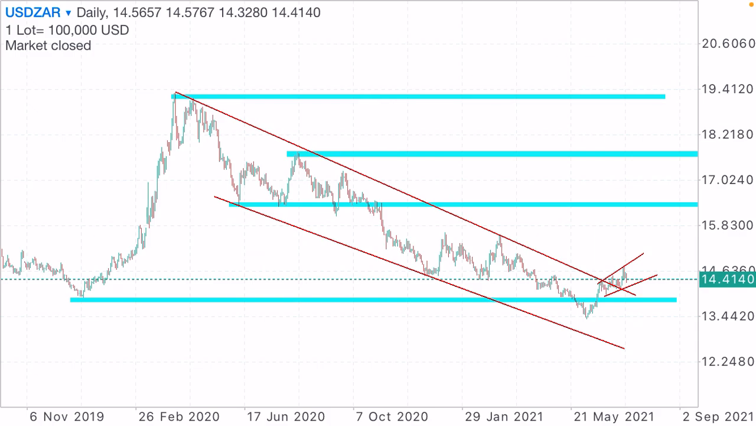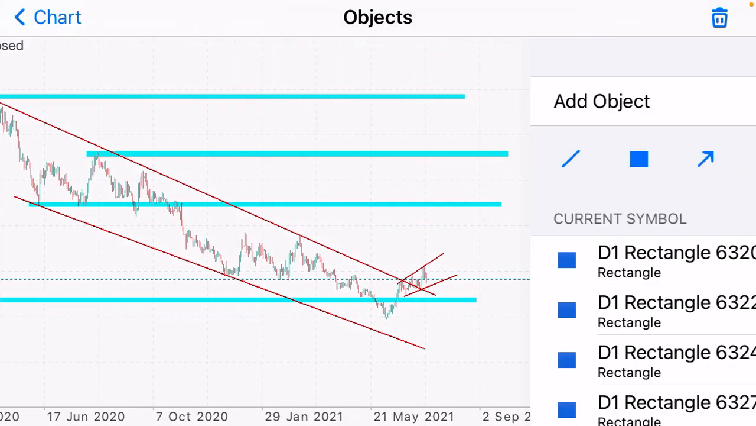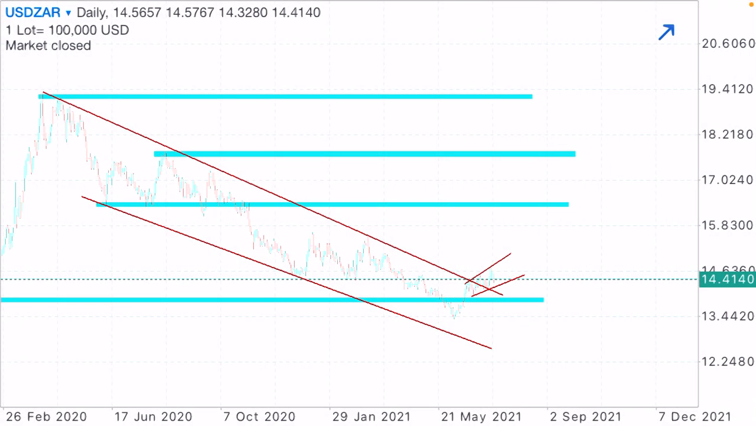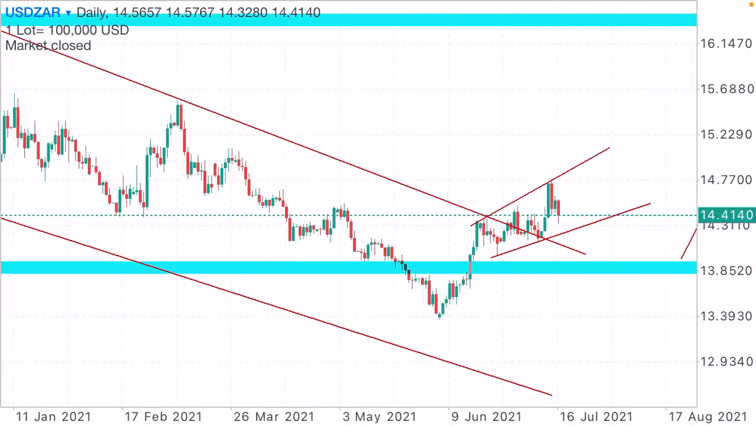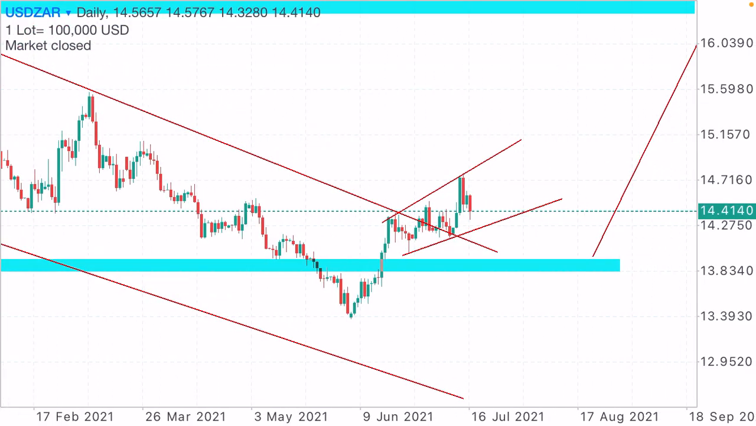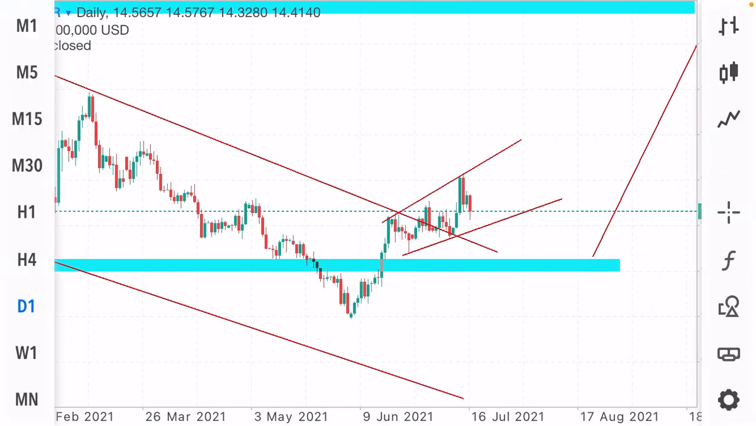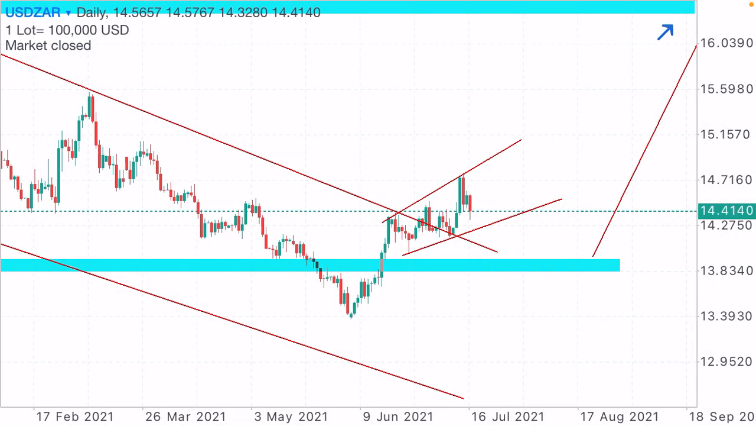So the next target that we anticipate is that the price has to move from this demand zone to that supply zone there. So we are anticipating a buy on the USD ZAR. Now this is what we see on the daily chart. What we expect is a little push to this zone there, a little push to this trend line there, to have a third touch on the trend line.